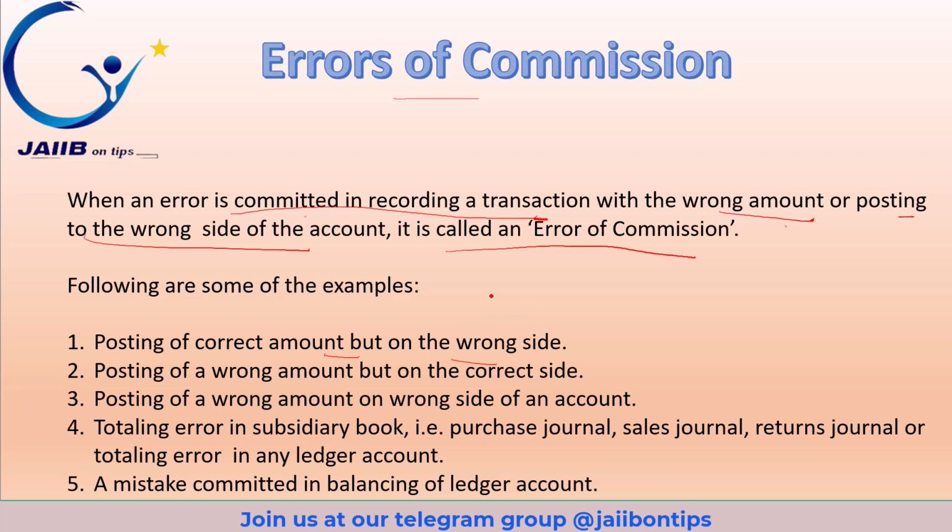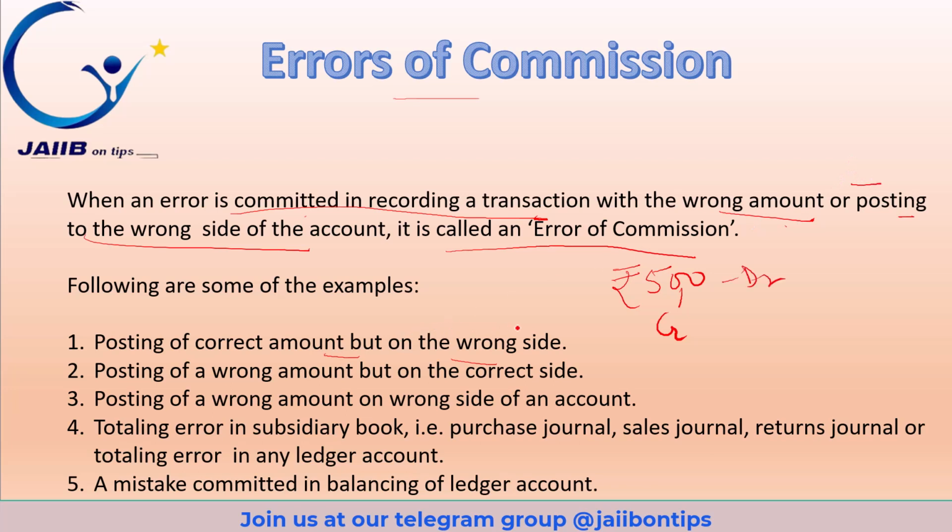For example, imagine a company received rupees 500 in cash. Company received that money, rupees 500 in cash from a customer. However, instead of recording it as a credit in the cash account, it accidentally posted as a debit, right? So this is the error of commission.